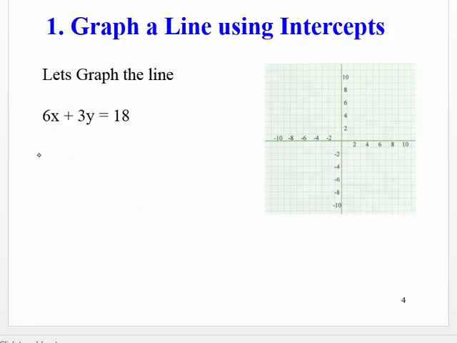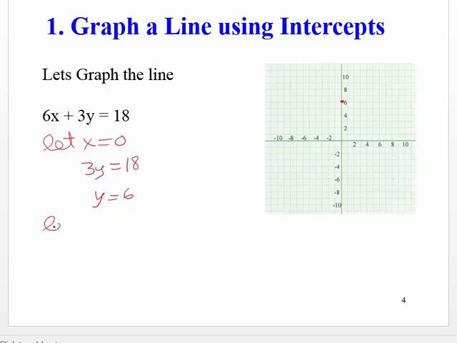Let's graph this line. Let x be equal to 0. So we get 3y is equal to 18, as we plug 0 in for x, 6 times 0 is 0. Divide by 3, y is equal to 6. Okay, that's this point here.